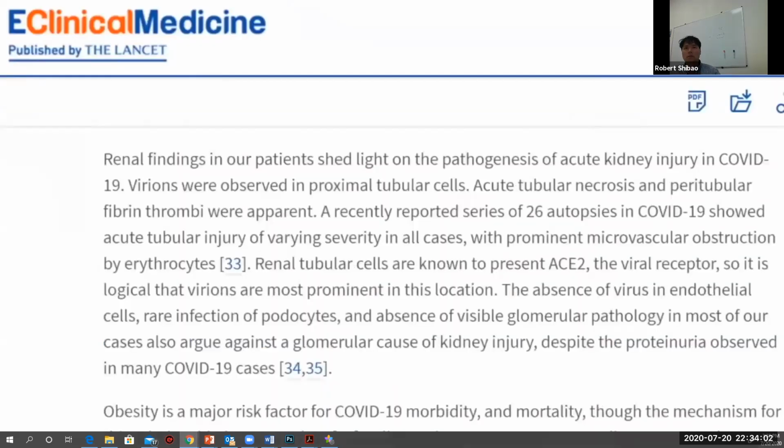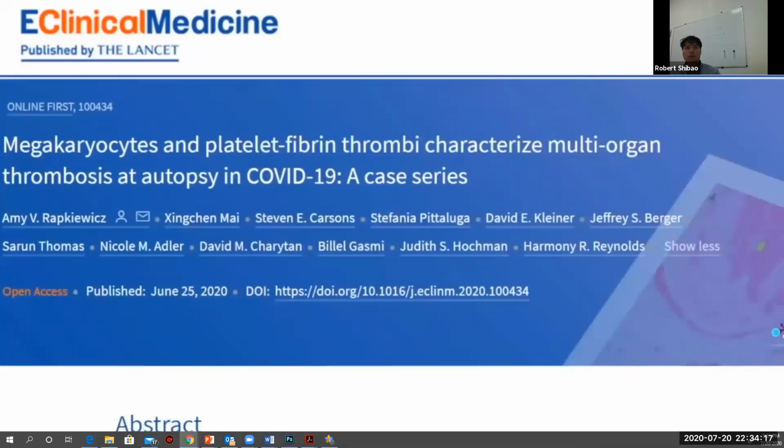In terms of the kidney, there were virions that were actually observed in the proximal tubular cells. And of course, a number of acute tubular necrosis at various different levels were seen in a number of patients in previous studies. So all in all, a very interesting study. Of course, we'll put the link to it in the description below. But I want to take these findings in mind and show you a second study, which I think will be very useful practically for those of us taking care of patients in the hospital.